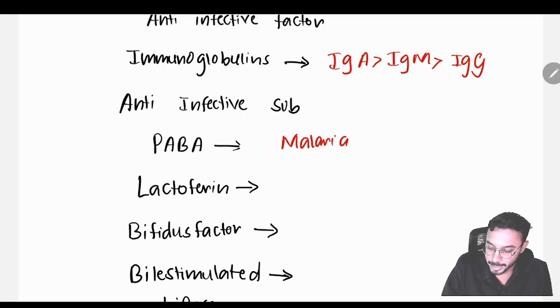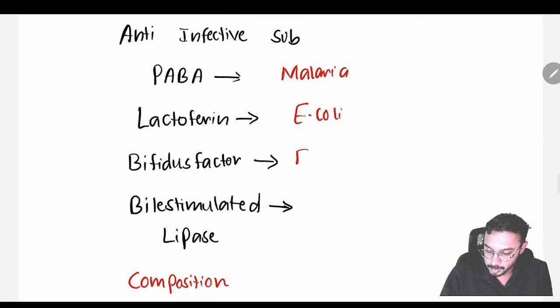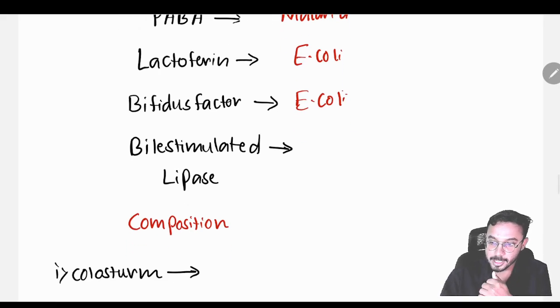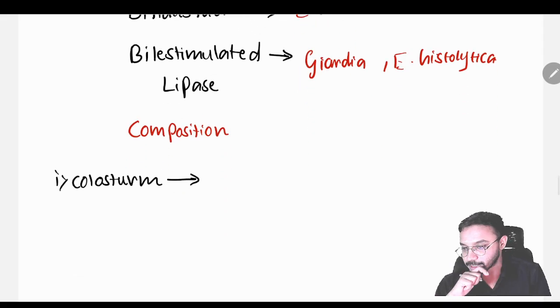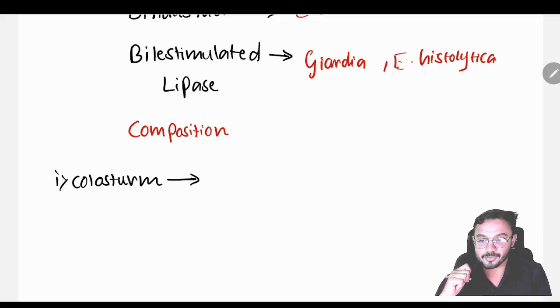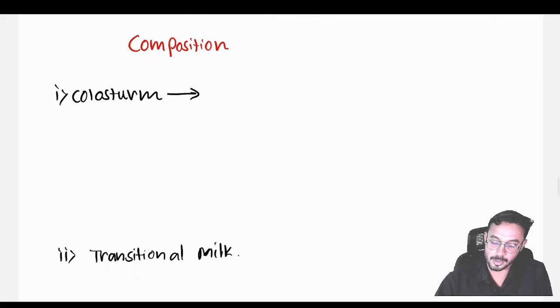Lactoferrin, E. coli and bifidus factor, E. coli, and this bile stimulated lipase, tell me, like Giardia and Entamoeba histolytica. Okay, and next you are coming to the compositions, like what are all the compositions that you find in the colostrum. These are all the compositions.